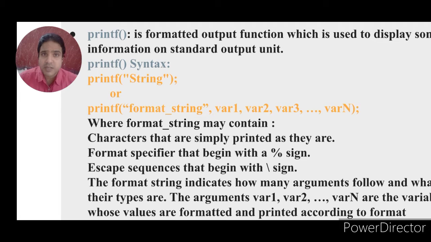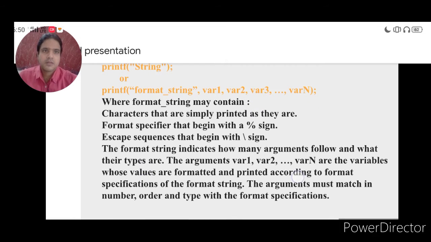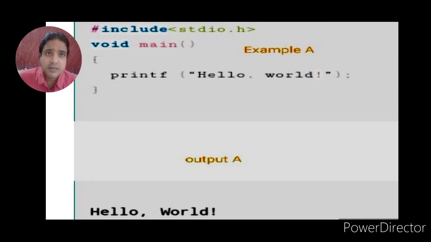This is formed to display on the screen whatever the user wants to display, which contains the percent format specifiers and escape sequences according to the desire of the user, along with the variables whose values should be displayed with the string, like variable 1, variable 2, variable 3, separated by commas. This is the example. You can see in void main, printf is the function, hello world is the string in double quotes, so the output will be hello world, which will be shown in the below part.